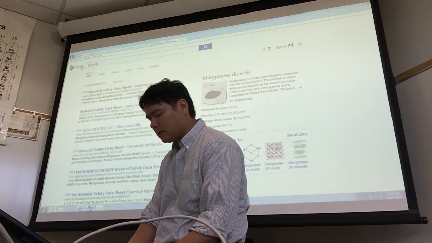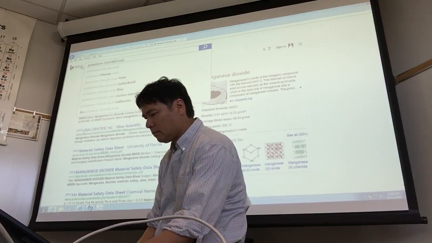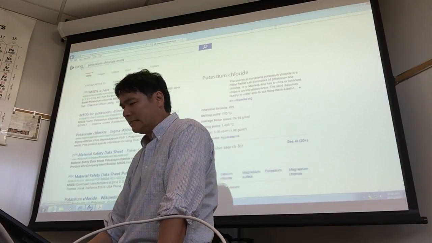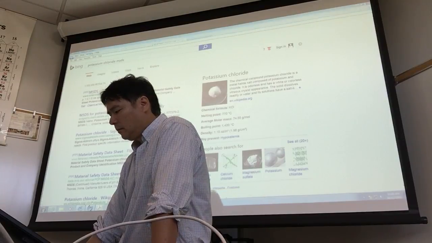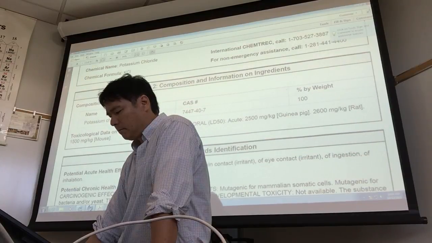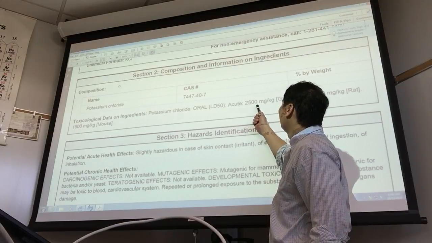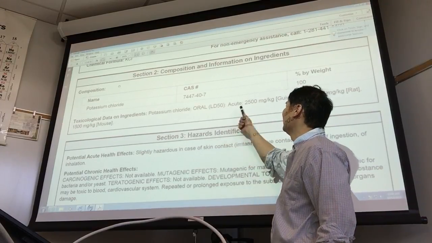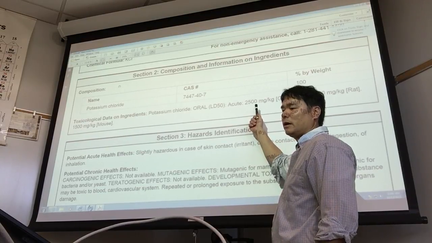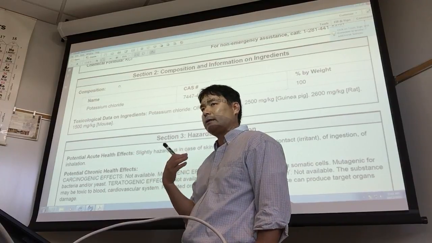Let's look at some other potassium salt. Let's look at potassium chloride. Potassium chloride occurs in a lot of sea salts, so a lot of people like the taste of potassium chloride. But if you look at the LD50, that's 2,500 milligrams. Potassium chlorate had an LD50 of 1,850 milligrams. So potassium chloride is what we call toxic, too, right? But people eat it all the time.